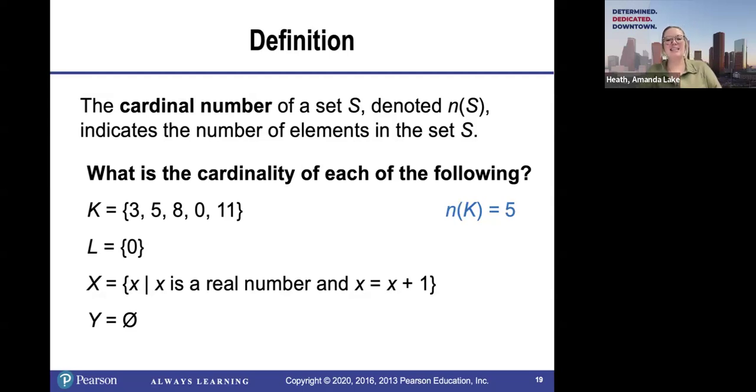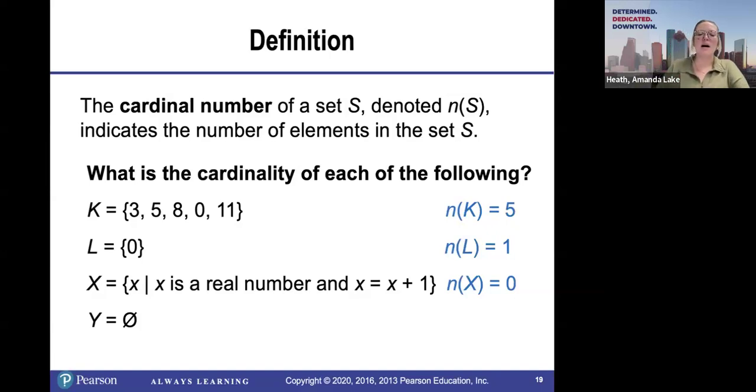L is the set containing 0. So 0 is 1 element. So L has a cardinality of 1. So X is the set of all real numbers such that x equals x plus 1. So there are actually no numbers that this is true for. There are no real numbers where x is equal to x plus 1. That would be like saying 4 is equal to 4 plus 1, or 4.5 is equal to 4.5 plus 1. So there are no elements in this set. So the cardinality of the set X is 0, since there are 0 elements in it.